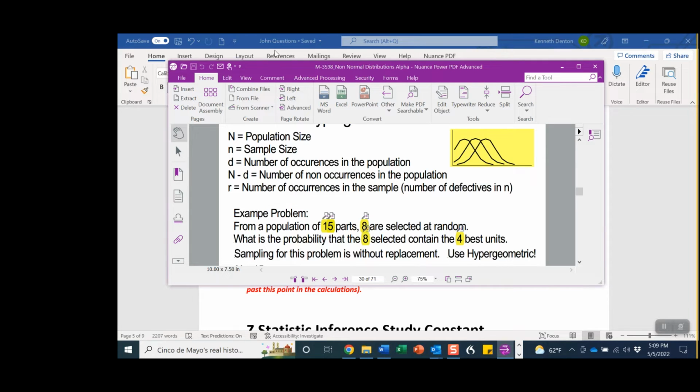But if it would have said, from a population of 15 parts, 8 are selected at random, what is the probability that... that's where it gets hard, because I said 8 selected contain the 4 best units. What is the probability of getting 2 good parts? And then how would that break down? I don't know. We could do another question, I guess.